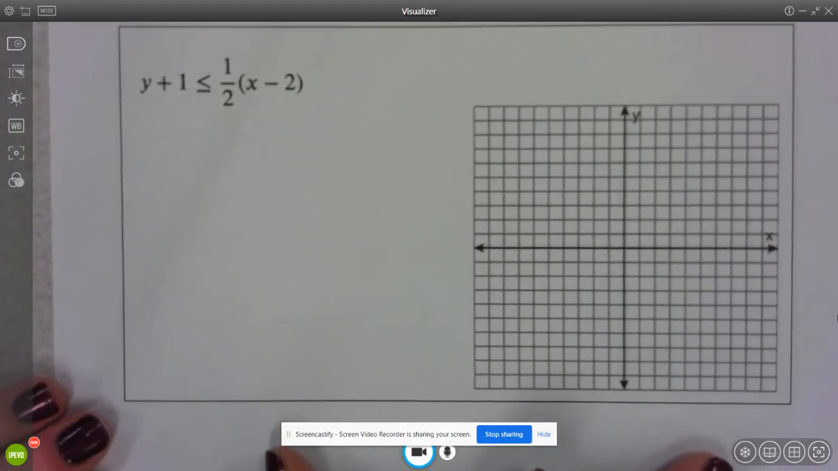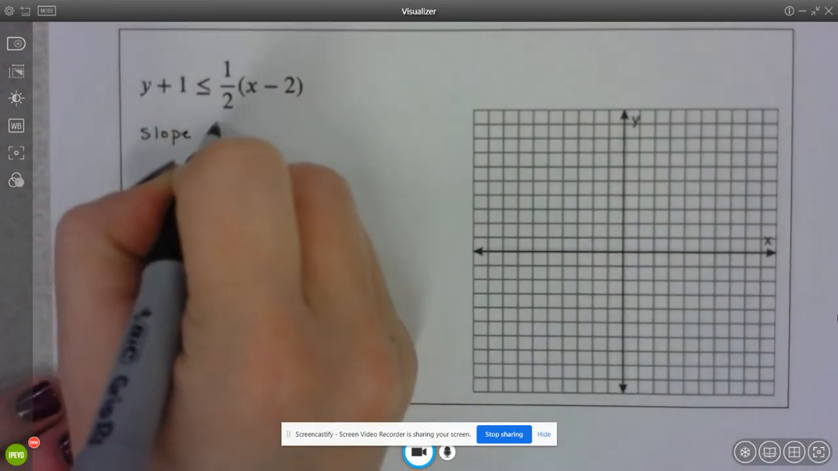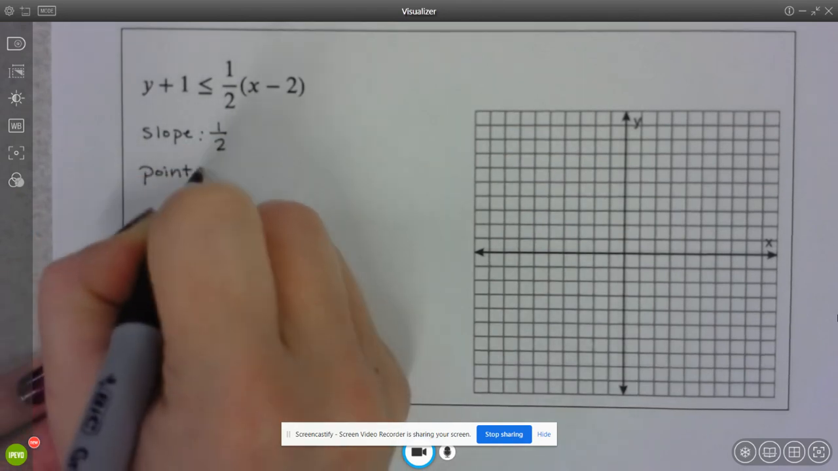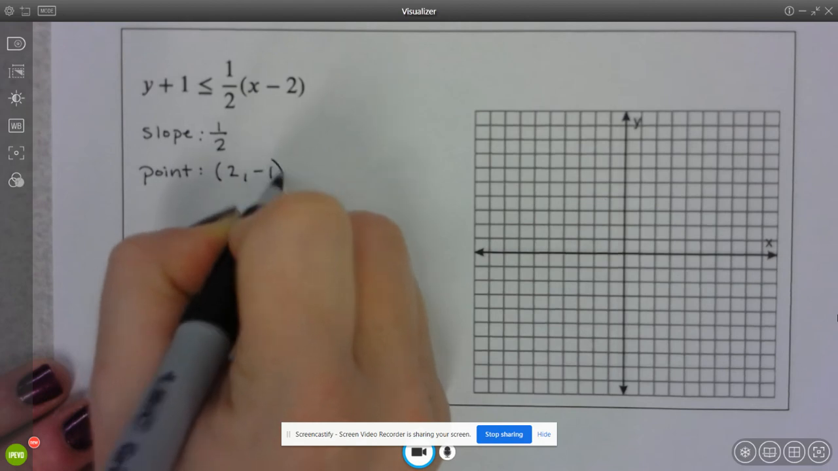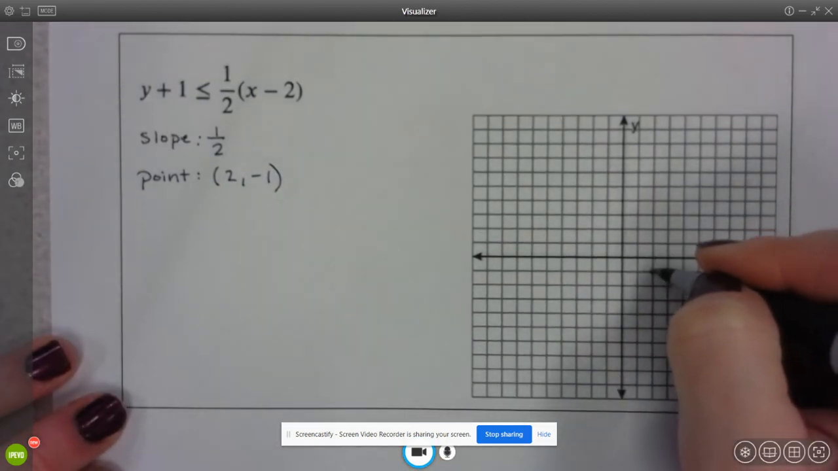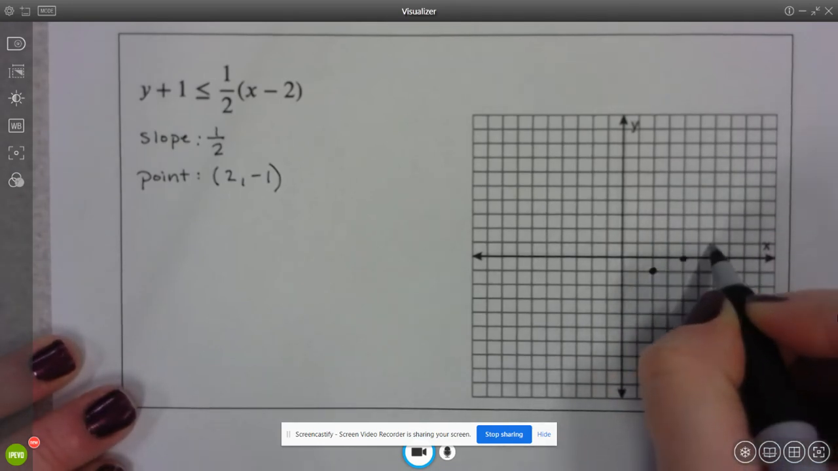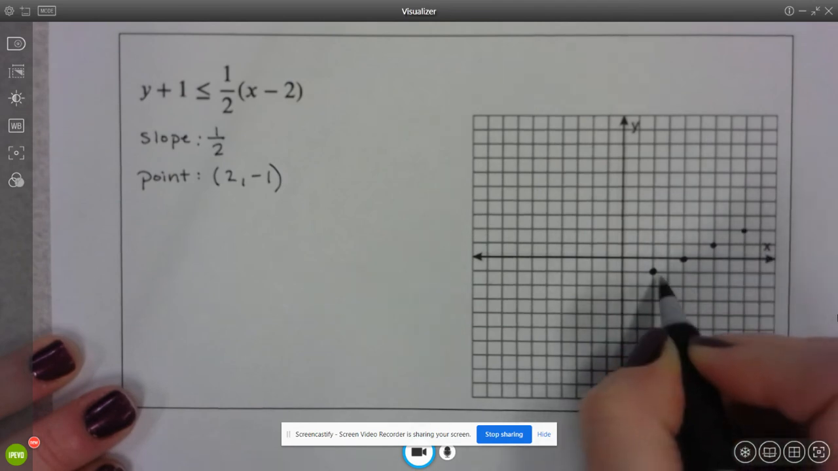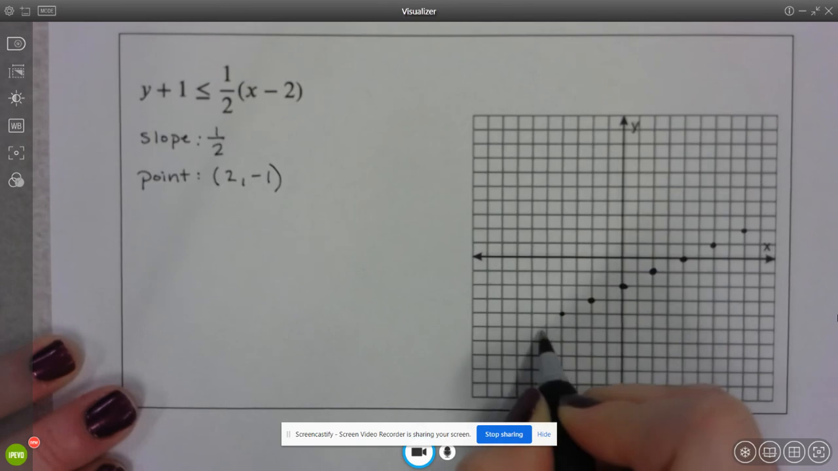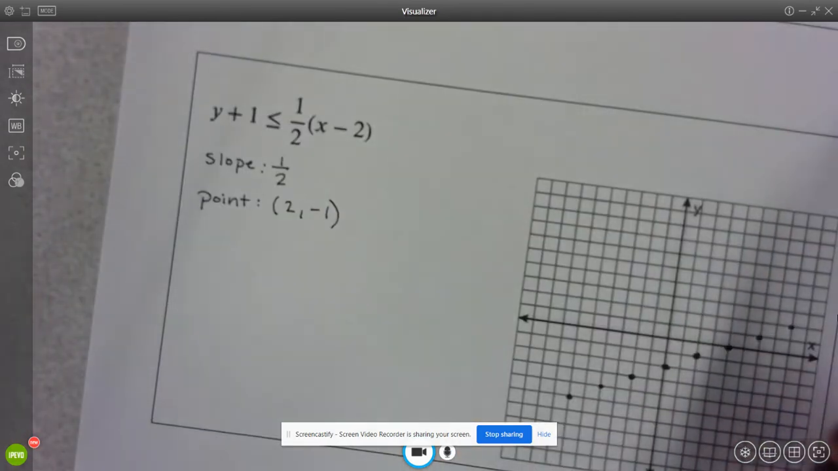Last one, we're going to do point slope form. So I have a slope of 1/2, and my starting point is (2, -1), because I'm doing the opposite. So I'm going to go up 1 and over 2, and I'm going up and right because this is a positive slope. There is an equal to, so this is going to be a solid line.